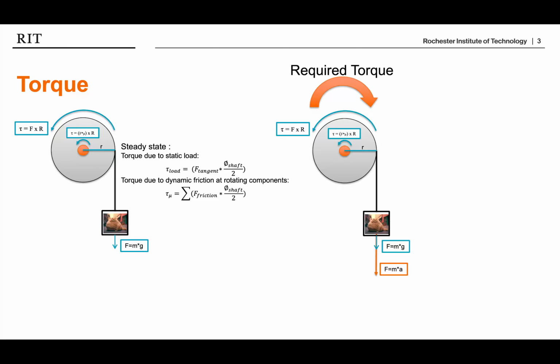So now I want to get Mr. Mew moving, and I have the force due to Mr. Mew's weight, and I still might have all of those frictional forces, but now I have to accelerate Mr. Mew. Now, not only am I accelerating Mr. Mew, I also have to accelerate my rotating assemblies.